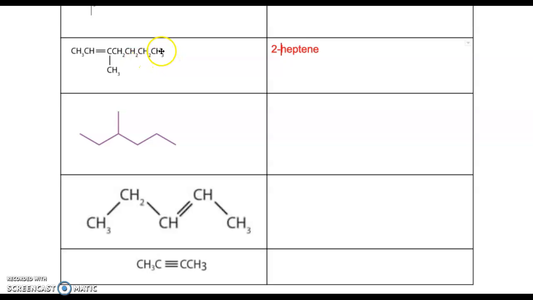If we started from this side, let's see what the second carbon would be. 1, 2, 3, 4, 5. So it would be a much larger number, right? We don't want a larger number. We want a smaller number. So we don't want to forget about this methyl group, right? And it's located at 1, 2, 3, the third carbon. So you include 3-methyl-2-heptene.